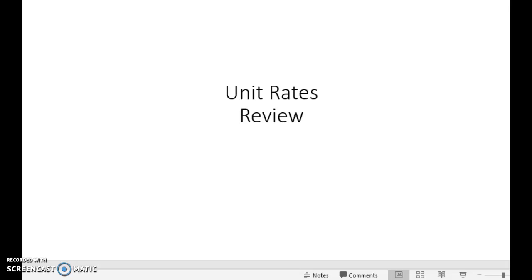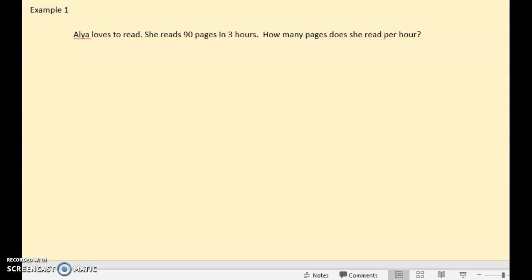What are the units? So the units are not the numbers. They're the words that go with the numbers, like hours and miles and feet and pizzas and words per minute and all of those words. So let's look at how we're going to find what goes in there. So let's look at the problem first.